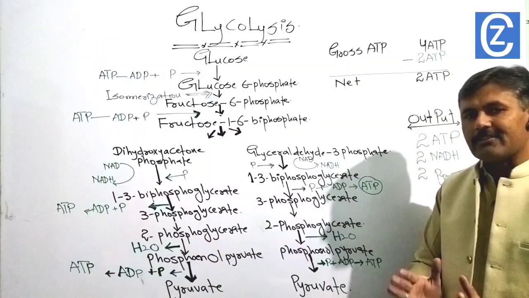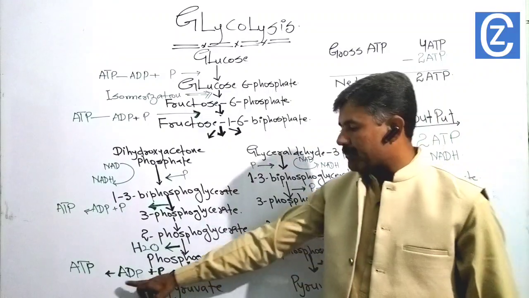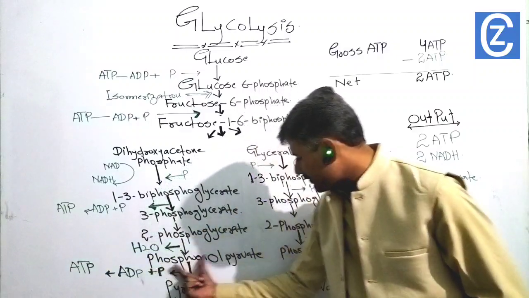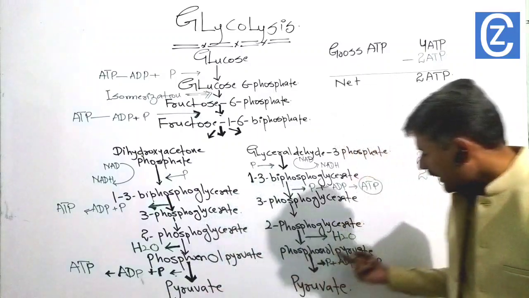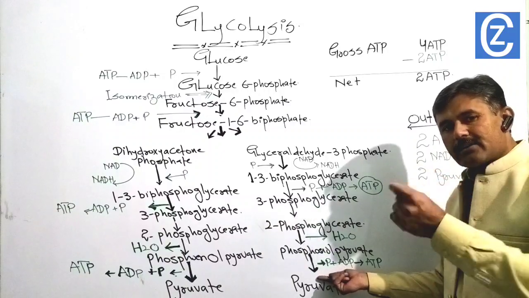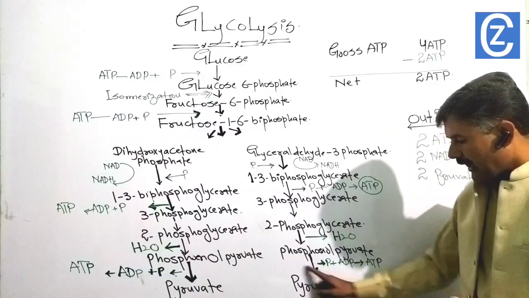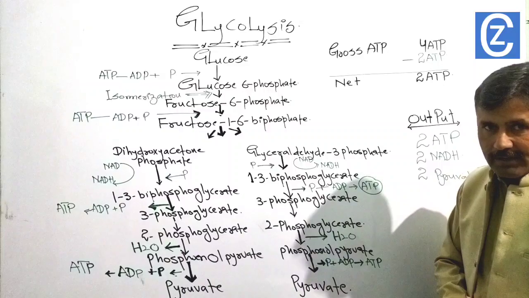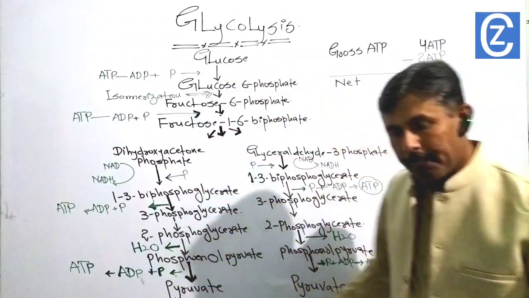And right on the last step, we remove one high-energy phosphate, and that combines with ADP and synthesizes ATP, and phosphoenolpyruvate is converted into pyruvate. Similarly, in this phosphoenolpyruvate, we again remove a high-energy phosphate that combines with ADP and synthesizes ATP, and this is another molecule of pyruvate synthesized here. In this way, we have converted glucose into 2 molecules of pyruvate.